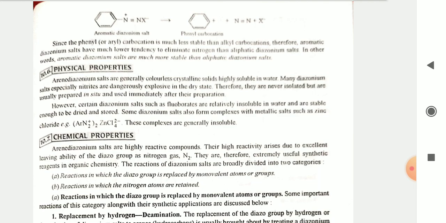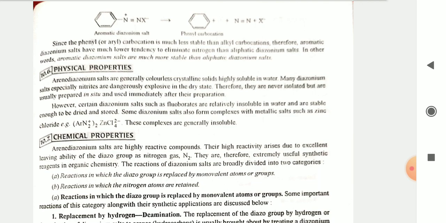Chemical property. Arene diazonium salts are highly reactive compounds. Their high reactivity arises due to the excellent leaving ability of the diazonium group as nitrogen gas. They are therefore extremely useful synthetic reagents in organic chemistry. The reactions of diazonium salts are broadly divided into two categories. A. The reactions in which the diazonium group is replaced by a monovalent atom or a group. B. The reactions in which the nitrogen atoms are retained.